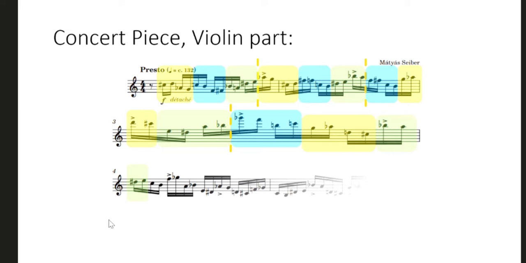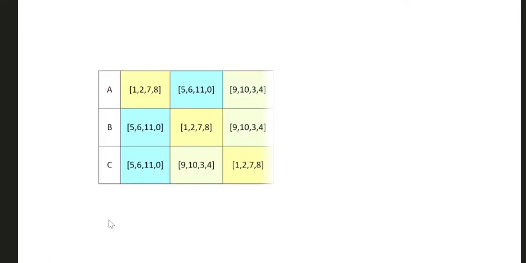To aid the presentation, we have further listed out all the possible orders of appearance of the 3 sets. Here we have 1, 2, 7, 8, 5, 6, 11, 0, then 9, 10, 3, 4 as group A, 5, 6, 11, 0, 1, 2, 7, 8, then 9, 10, 3, 4 as group B, and 5, 6, 11, 0, 9, 10, 3, 4, then 1, 2, 7, 8 as group C. 3 more groups come to our list by inverting groups A, B, and C.